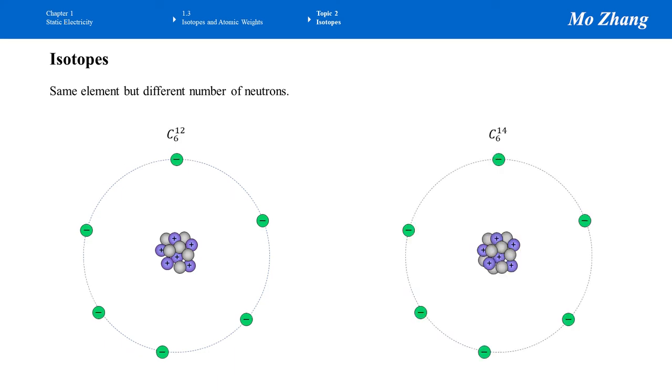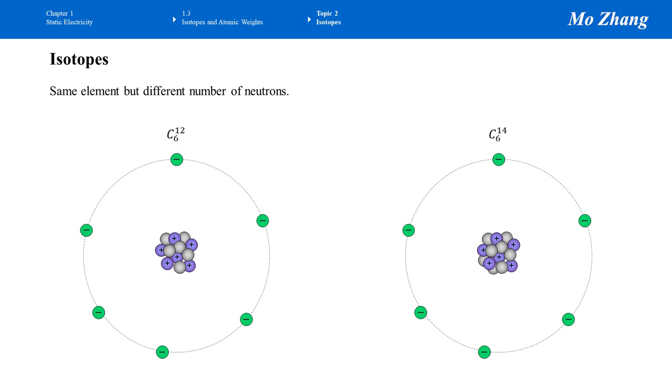This carbon has 6 protons. However, there are 14 protons and neutrons combined. Therefore, 14 minus 6 equals 8 neutrons. Carbon 14 has 8 neutrons. In conclusion, both are carbon atoms, since each one has 6 protons. However, they have different weights. Carbon 12 has only 6 neutrons, however, carbon 14 has 8 neutrons. Carbon 14 is heavier. You may wonder, what is the application of this?